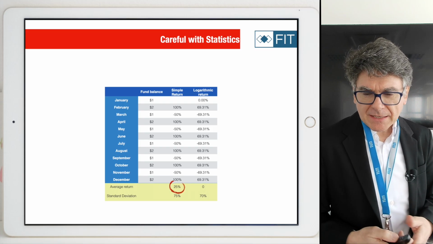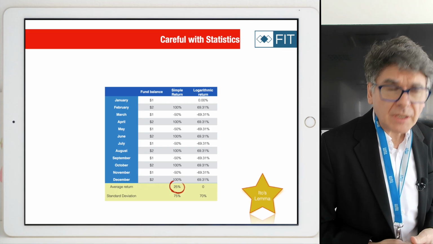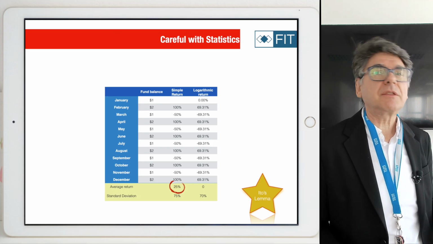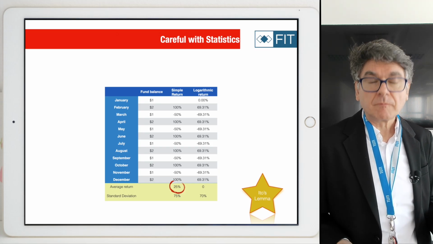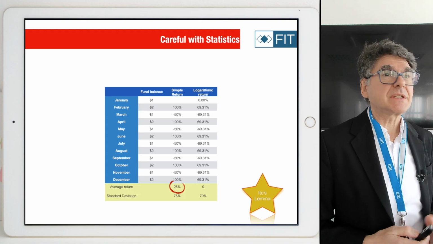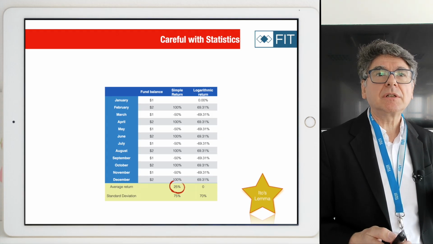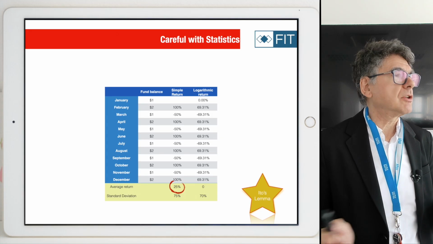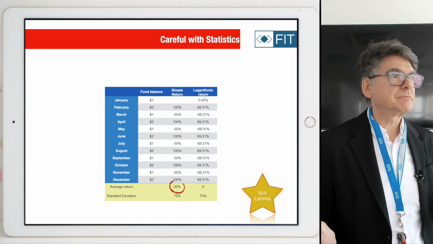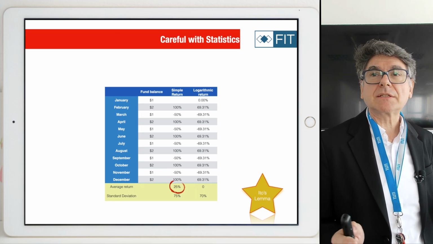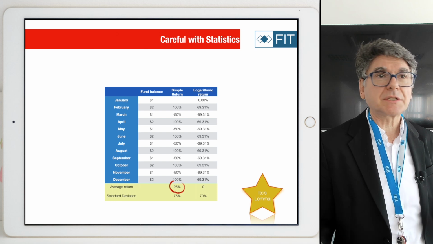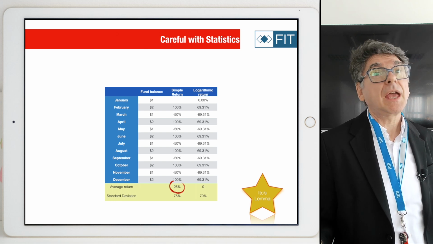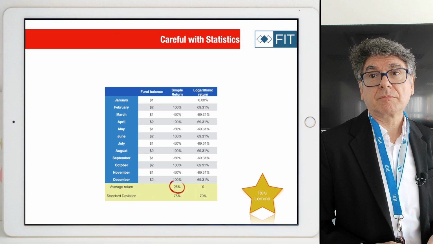Anyway, so this is what is going on. It's a very good example of another thing we need to understand: we have to be very careful with the statistics. Statistics and accounting, terrible enemies. They don't understand each other. Accountants do not understand statistics, and statisticians do not understand accounting. And by the way, you have to understand both.